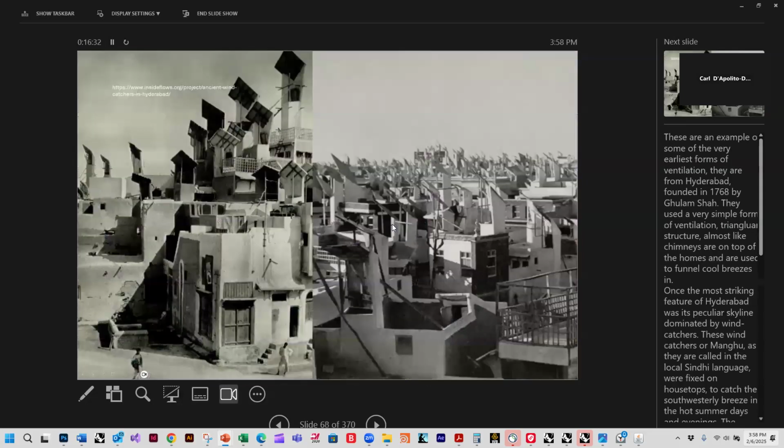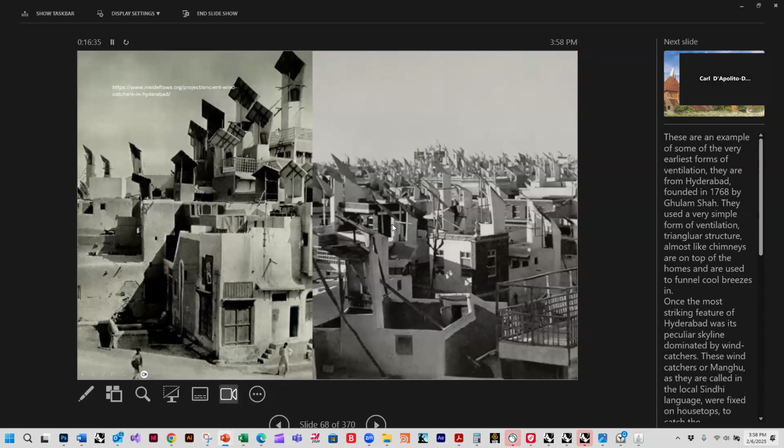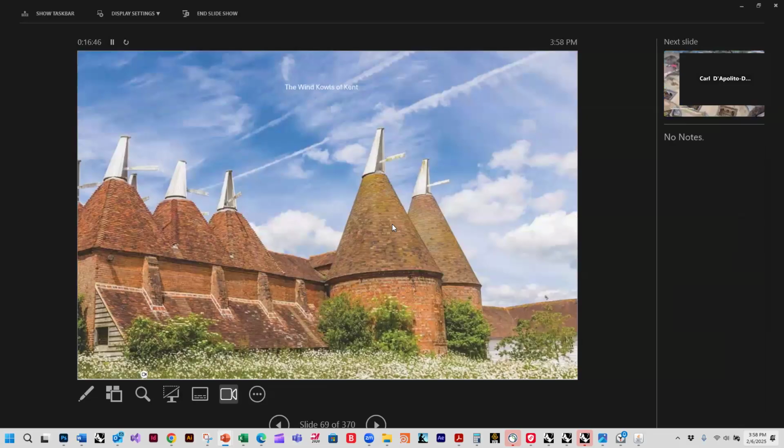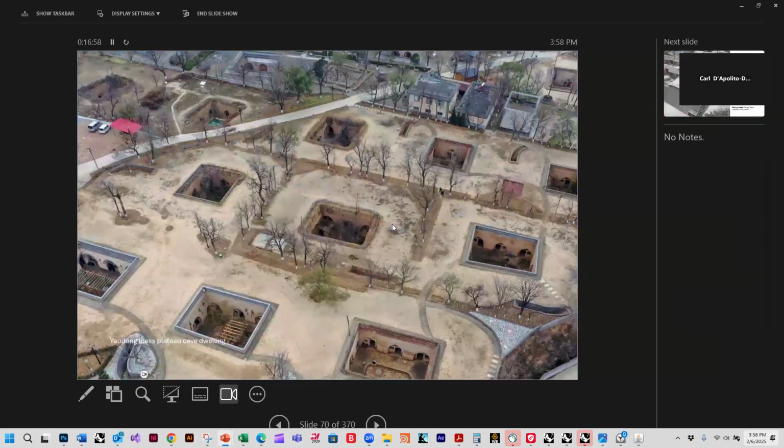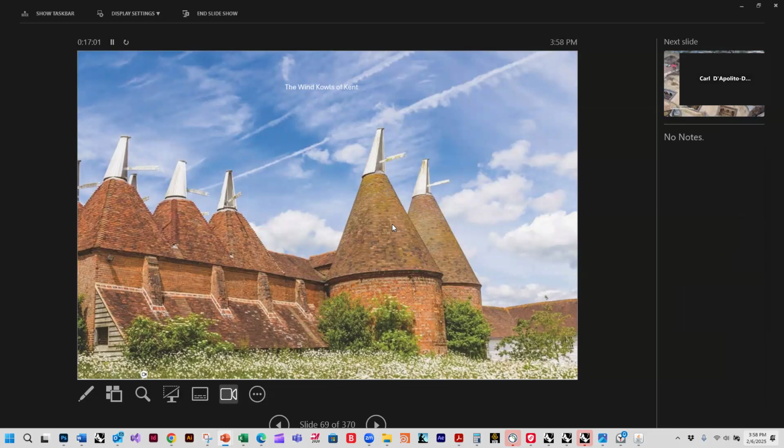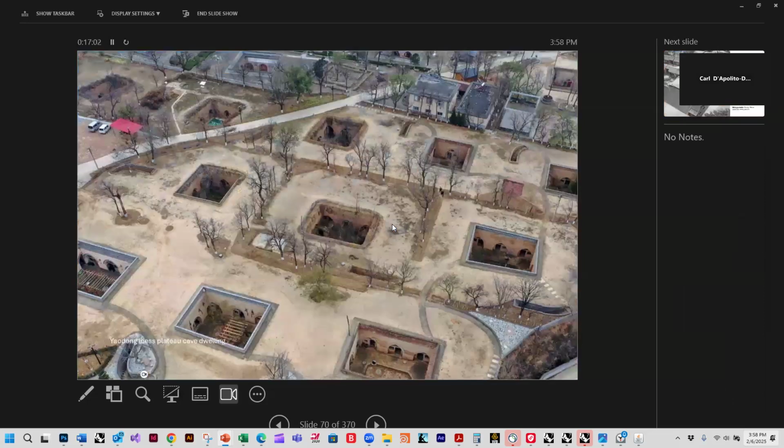But still, it's fascinating to think how incredibly widespread and necessary such a phenomenon was. And they're also in Britain, in Kent, they have these, which are the same. It's the exact same thing. It's the shape and the wind catcher, although these face in one direction. Okay, and then there are these.